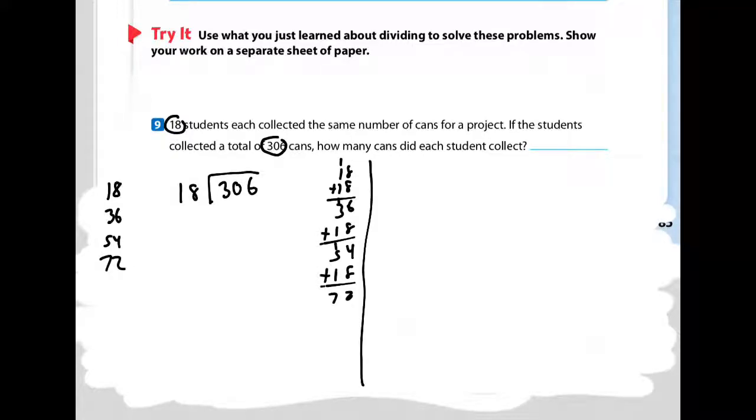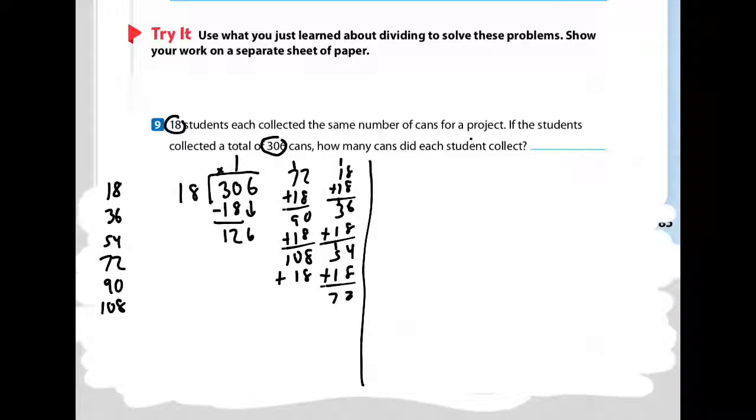So right now, to start, 18 goes into 30, doesn't go into 3, goes into 30 one time, which is 18. Okay, subtract, I get 12. Remember, that's 12 tens. Bring down the 6 to make it 126 ones. Now I'm going to continue my counting by list. So I have 72 plus 18 is 90. Plus 18 is 108. Plus 18, 8 and 8 is 16, 2 is 126. All right, so I have enough to finish this problem off.